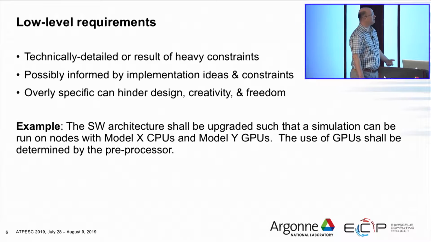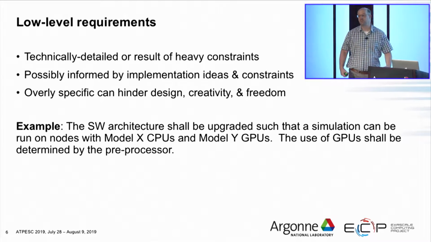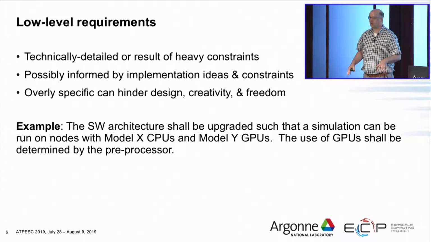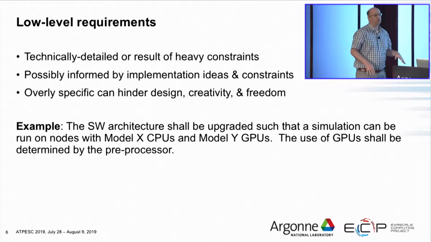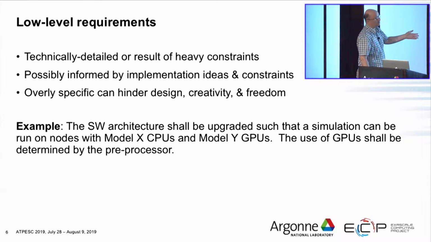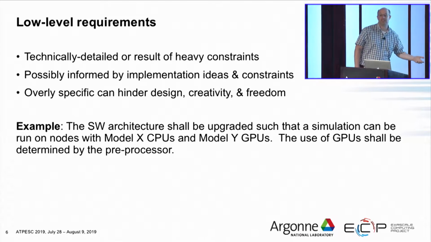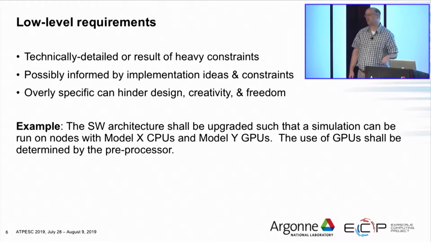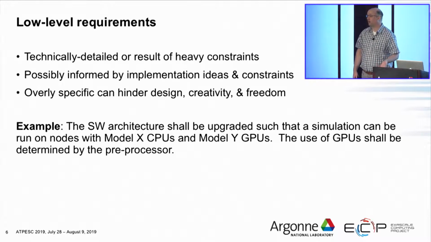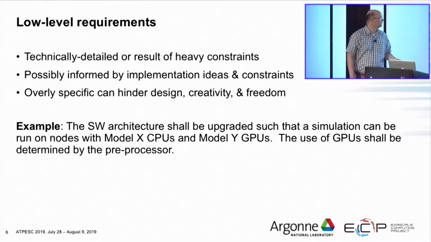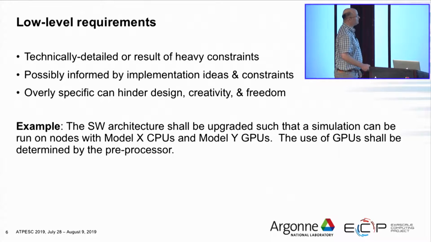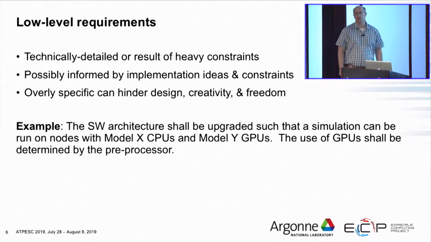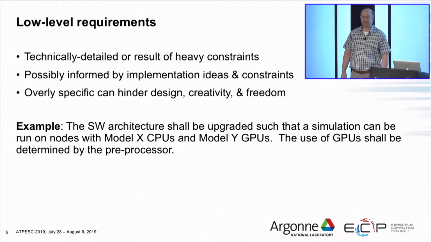And we have to be a little bit careful about low-level requirements because if we start to use them too much, we're really going to start to pin down the design in a way that might not be desirable. So for instance, by the time we give these low-level requirements to the people who are going to do the design and the implementation, we might have hindered completely their freedom and their creativity so that the solution that they come up with is really subpar and not what we were trying to get when we set out. So an example of a low-level requirement is that the software architecture shall be upgraded such that simulation can be run on nodes with Model X CPUs and Model Y GPUs.